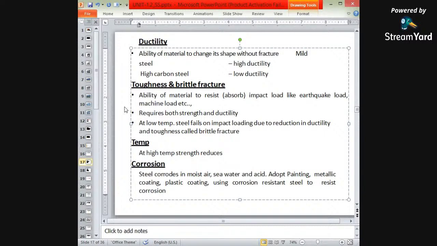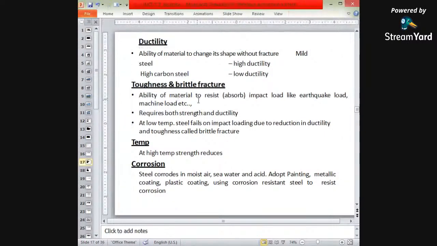What about toughness? So toughness and brittle fractures. What is toughness? Ability of materials to resist or absorb impact load, like earthquake load, machine load, moving load or vibration load. This ability to resist or absorb impact load is nothing but toughness. Again, toughness requires both strength and ductility.